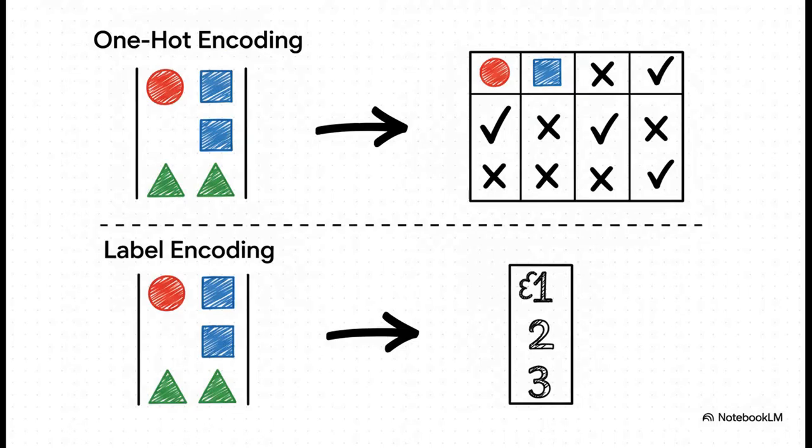But here's a catch. Models only speak the language of numbers. So what do you do with something like color? You can't just feed it the word red. You have to encode it. One method is one-hot encoding, which basically creates a new on-off switch for each color. Is it red? Yes or no? Super clear. The other way, label encoding, just slaps a number on it. 1 for red, 2 for green, 3 for blue. Now, that's way more efficient, but it can accidentally trick the model into thinking blue is somehow more than red, and that can really mess things up.